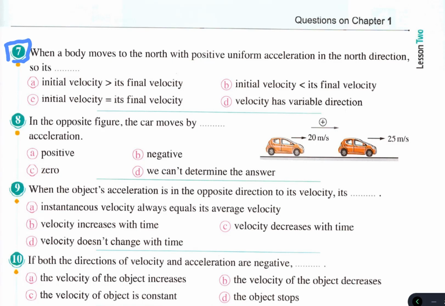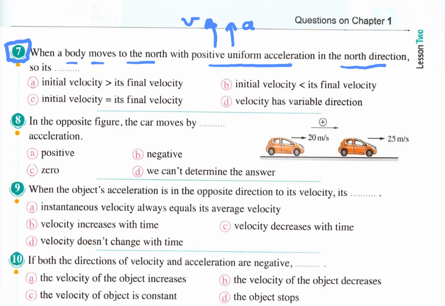Unit 2, Chapter 1, Lesson 2. Question number 7: When a body moves into the north, with positive uniform acceleration in the north direction, both the velocity and the acceleration are in the same direction, so the velocity increases.